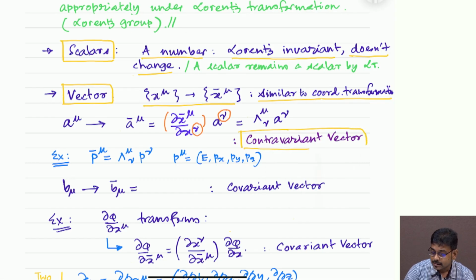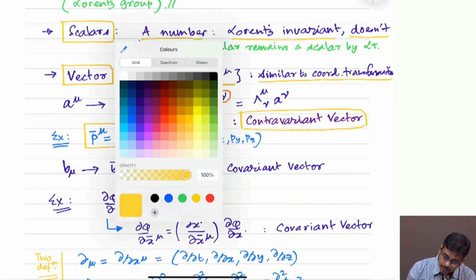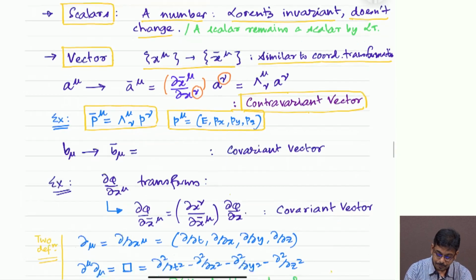One example is the momentum. If you look into the momentum, it transforms exactly as a contravariant vector, like p bar mu is Lambda mu nu p nu, where Lambda mu nu is essentially the Lorentz transformation matrix. What is p mu? This is the 4-momentum. The inputs of this 4-momentum are essentially the energy as the first component and the 3-momentum as the last 3 components, px, py, pz.